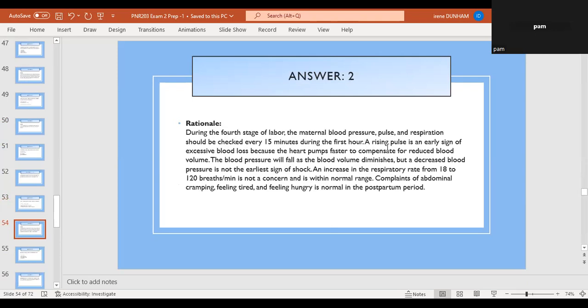So remember this, a rising pulse is an early sign of excessive blood loss because the heart, what's it trying to do? It's trying to pump faster to compensate for reduced blood volume. The blood pressure will fall as the blood volume diminishes, but a decreased blood pressure is not the earliest sign of shock. All right.